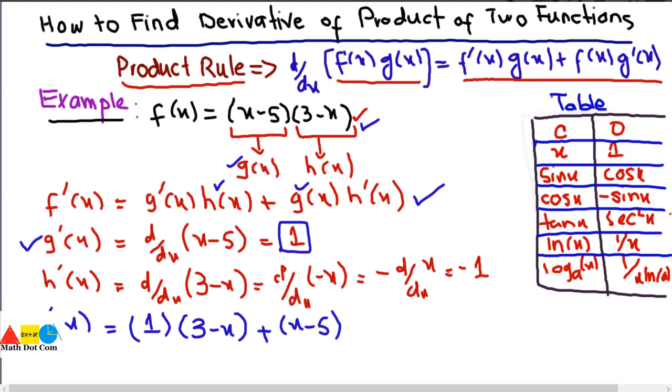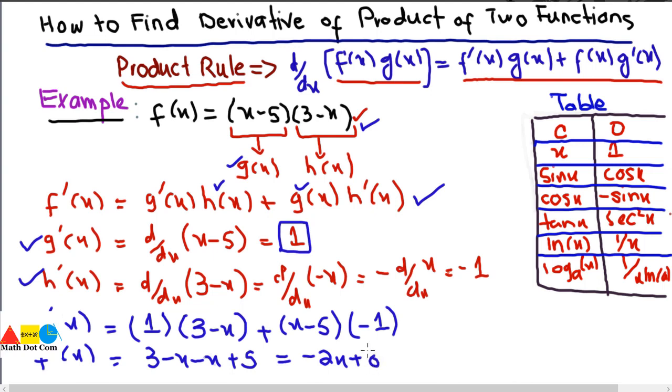Then 3 minus x. What is then h dash of x? h dash of x is this. So we have to replace it with minus 1. So what is the derivative we have got? That is 3 minus x, as multiplying 1 with anything gives the same function. So plus, as there is minus 1, we have to multiply the minus with the term in the bracket. So I will write minus x plus 5, that is equal to minus 2x plus 8.